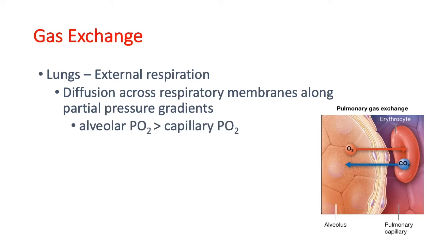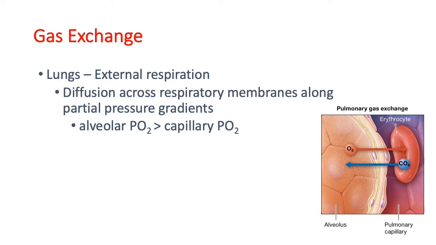The partial pressure of oxygen in the alveoli is going to be greater than the partial pressure of oxygen in the pulmonary capillaries. This is due to the fact that there is more oxygen in the air that is being breathed in than in the blood that is returning back from the tissues. So oxygen diffuses out of the alveoli into the blood.